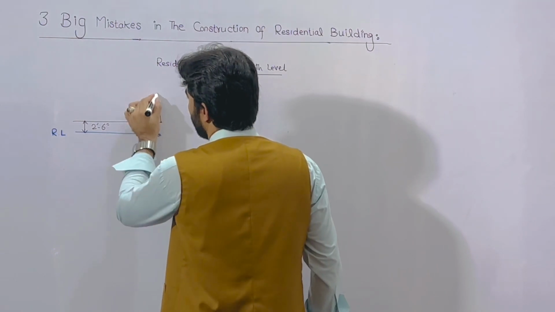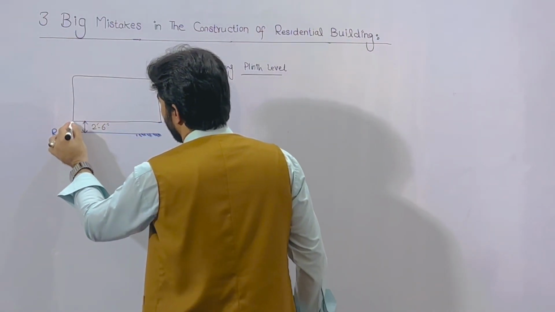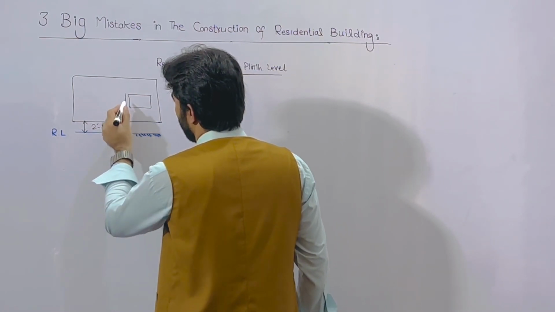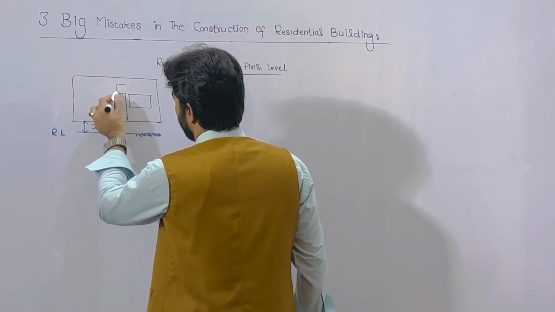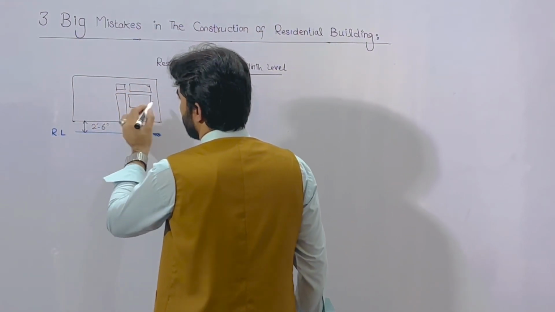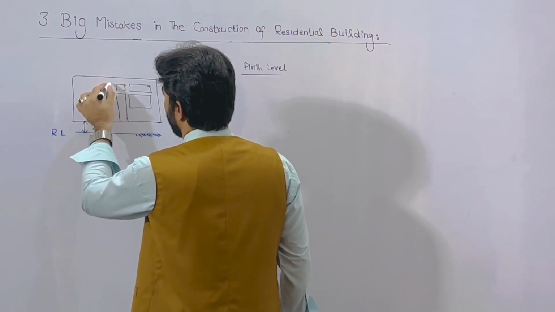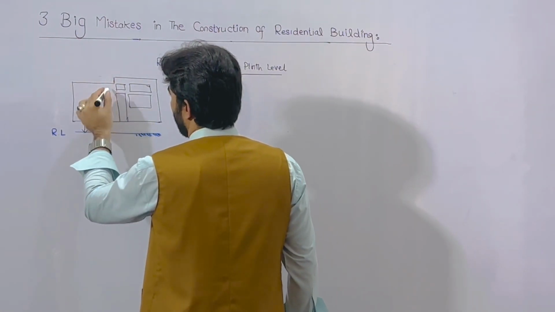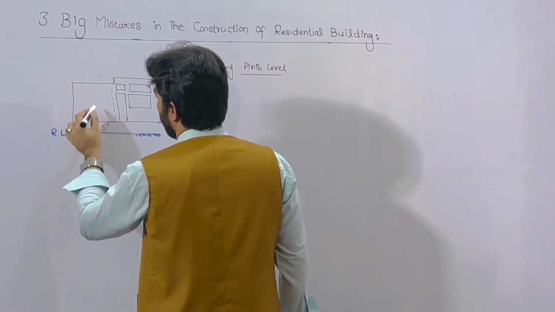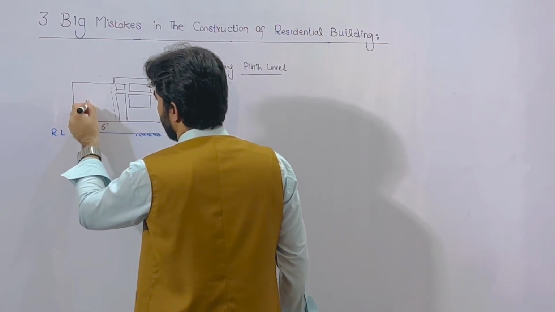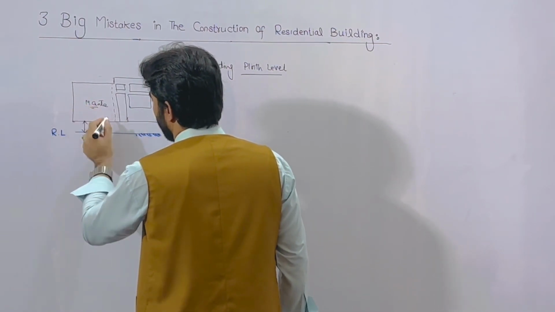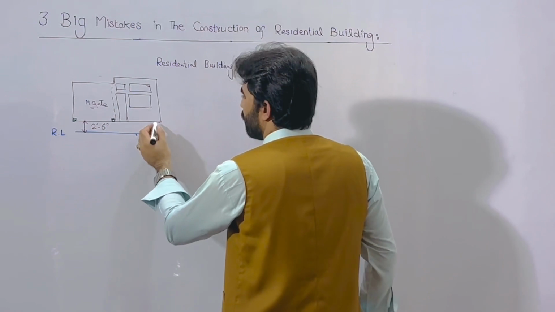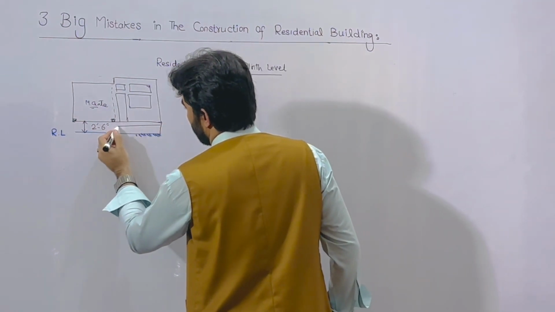So this is your house front elevation, suppose. These are ventilation, etc. And here you can say this is a kind of main gate. So that should be the plinth level. It means like this.